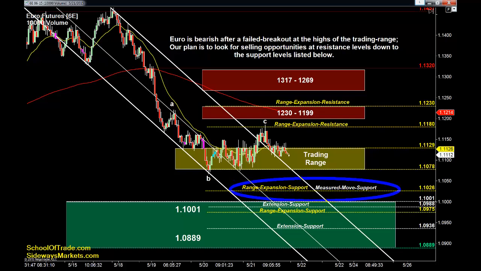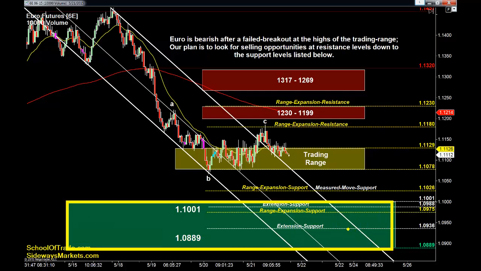This is a pretty tasty area of support down here, 1026. You've got this AB=CD support area here. Very, very easy to see. That's going to be where, if you're a bear right now, you definitely want to take some profit at 1026. And then, of course, you've got extension support down here, range expansion support, some additional targets for you as you go lower. Whatever you do, though, be very careful selling. Be very careful getting into new positions down here around that 1001 area. This is a critical area of support off a very, very long-term chart of the euro.